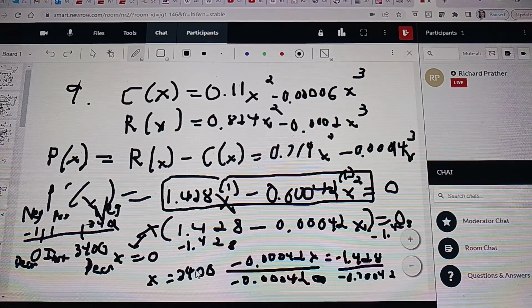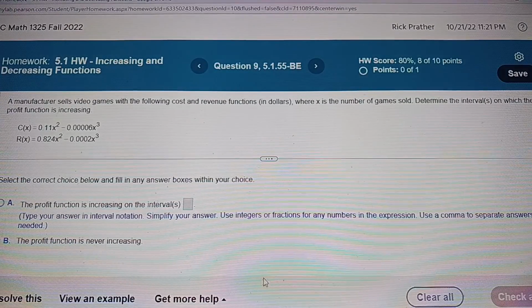But if you make anywhere between 0 and 3,400 games per day, per week, per month, whatever, I don't know if there's a time interval to this problem, that's when your profits are going to be positive and increasing. And there's even a point where we try to find the maximum amount. What's the ideal number of games for our business to make in a day or a week or a month, so we really maximize our profits? Right now, we're just worried about when they're positive.